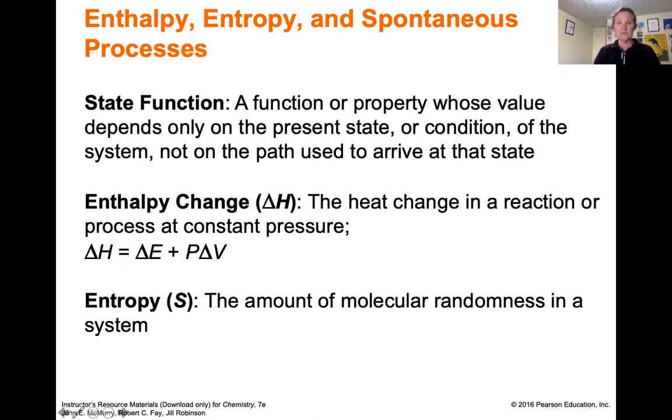So we need to be reminded of some things you learned in Gen Chem 1. And the first is the idea of a state function. So a state function is just a function whose value depends only on where you are, the present state or condition of the system, not on how you got there. So that tells you that if you can find any path from reactants to products, you can determine the change in that state function. So enthalpy is a state function and entropy is a state function.